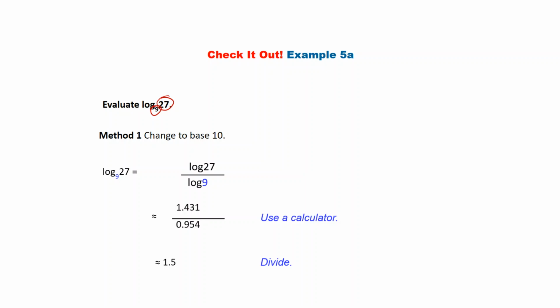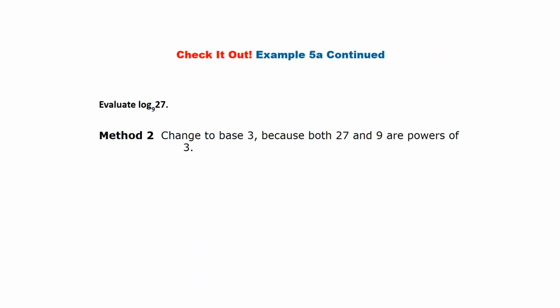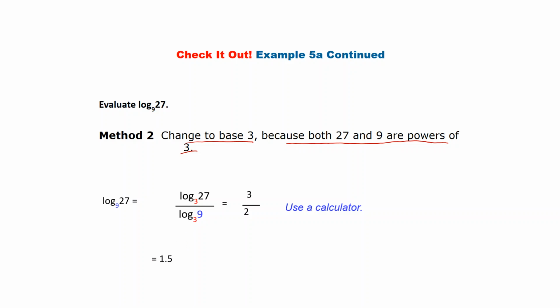All right, so go ahead and turn your video off again and try the next problem by taking a look at the 9 and the 27. See if you see anything common about those. All right, so for method 2, you would change to base 3 because both 27 and 9 are powers of 3. So looking at this, I know that log base 3 of 27 is equal to 3 because 3 times 3 times 3 is 27, and 3 squared is 9. So I actually have 3 over 2, and then that would give me 1.5.